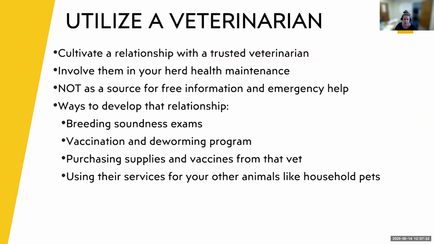So as I go through this, I'm going to talk a lot about identifying and testing your animals in your herd to identify different pathogens that could be affecting them. But you should always also use your local veterinarian. It's good to cultivate a relationship with that veterinarian before you have a health emergency or a huge outbreak. You should involve them in your herd health maintenance. So that would be your vaccination scheduling. If you do breeding soundness exams, maybe you have a deworming program, you can collect fecal samples and take those into your vet. They can identify what you should be deworming with.